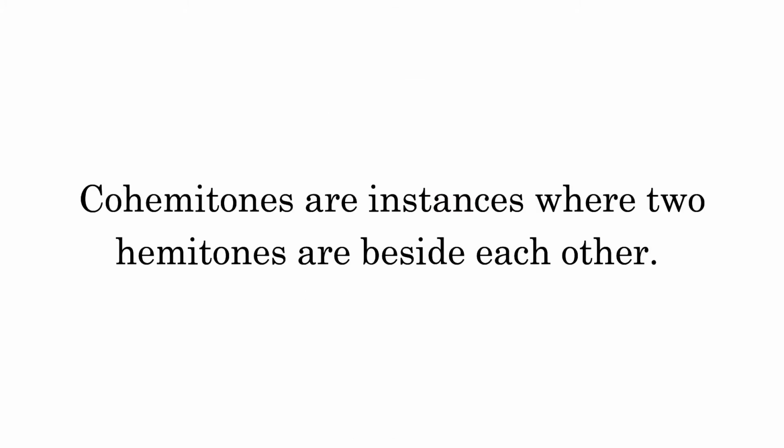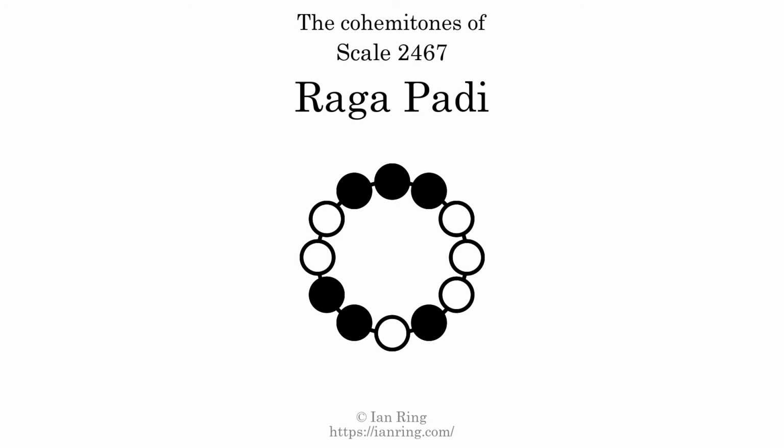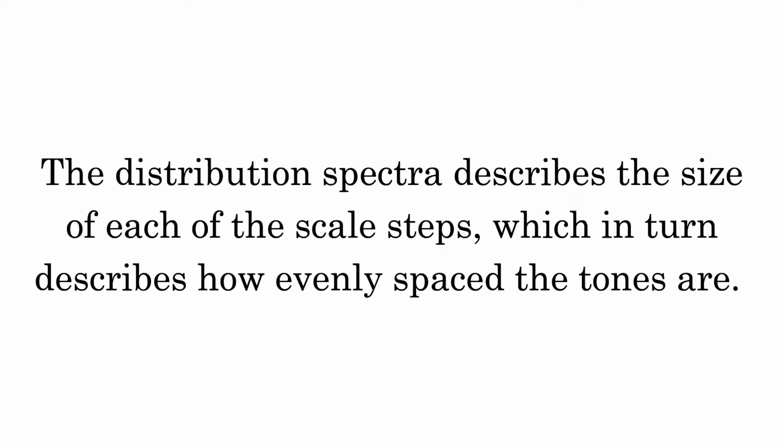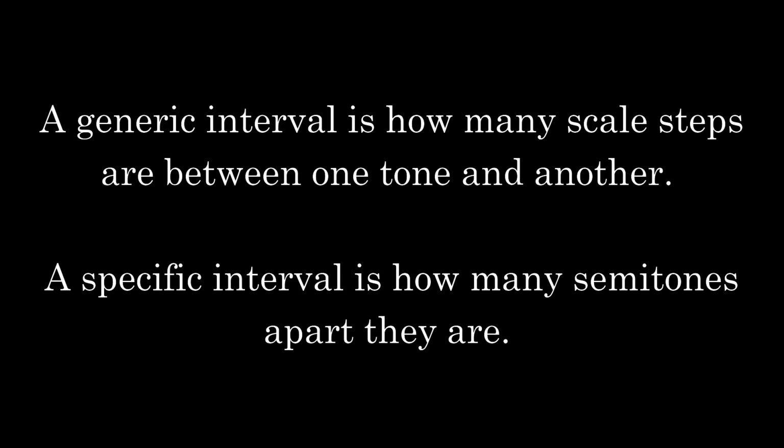Cohemitones are instances where 2 hemitones are beside each other. This scale has 1 cohemitone. Here, the distribution spectra describes the size of each of the scale steps, which in turn describes how evenly spaced the tones are. A generic interval is how many scale steps are between one tone and another. A specific interval is how many semitones apart they are.